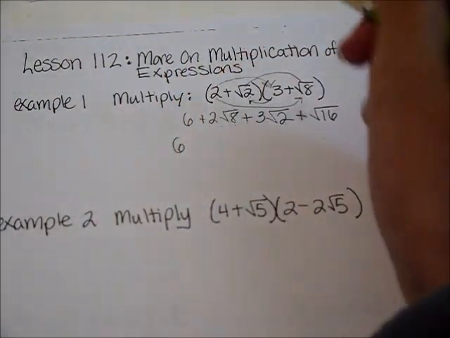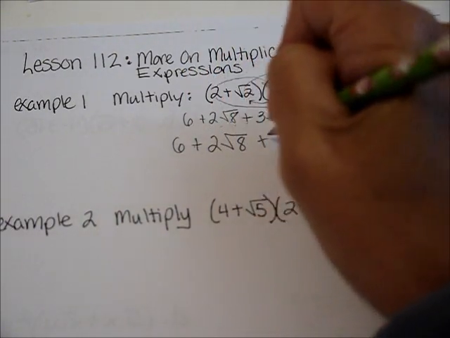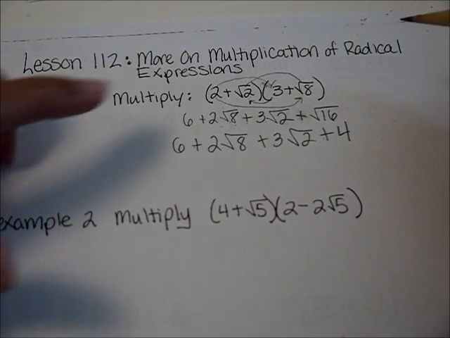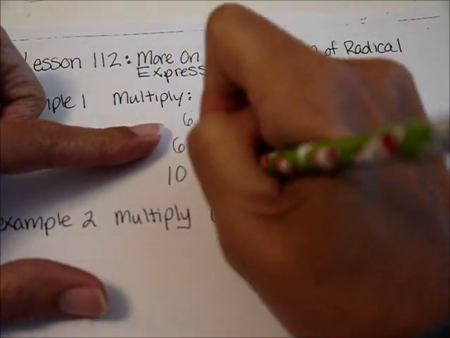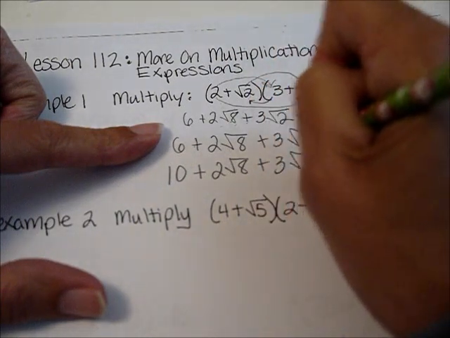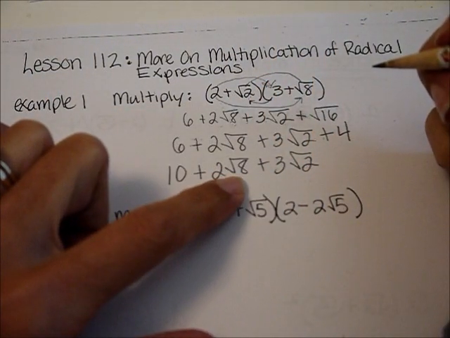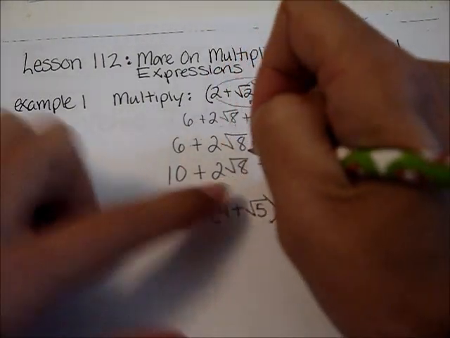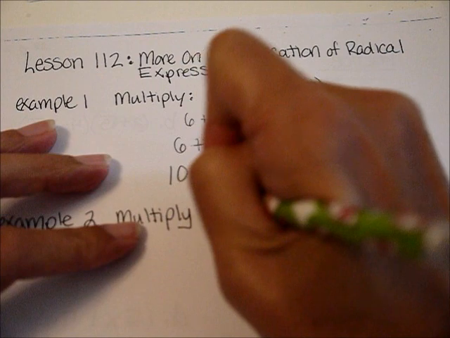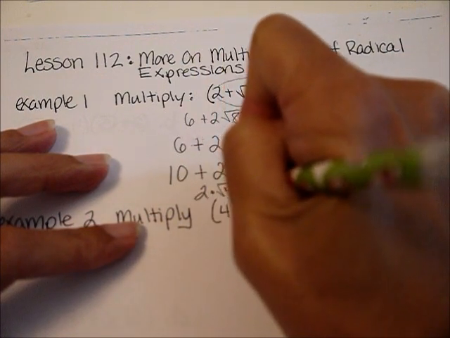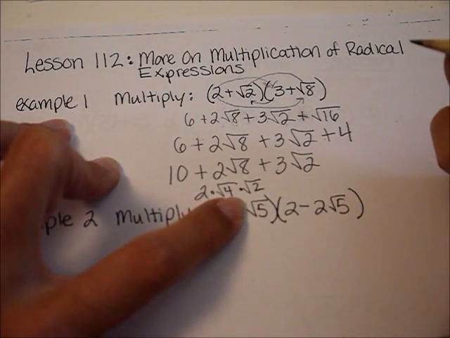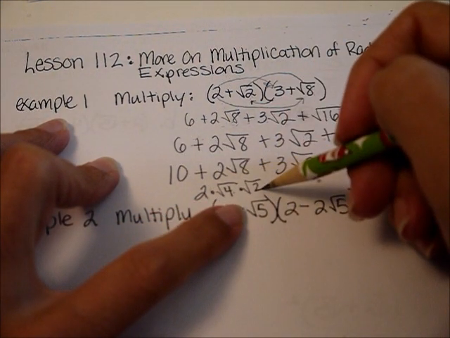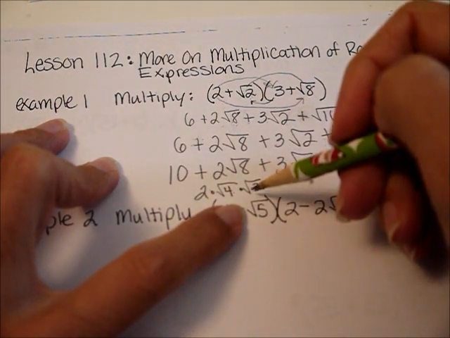That's the same as 6 plus 2 radical 8 plus 3 radical 2 plus 4, because square root of 16 is 4, which now can be simplified to 10 plus 2 radical 8 plus 3 radical 2. But we're not done because this can be simplified. Right now we don't have any like terms, but once we simplify 2 radical 8, that's the same as 2 times radical 4 times radical 2, because 4 times 2 is 8. So that is the same as 2 times 2 times radical 2, which simplifies to 4 root 2.